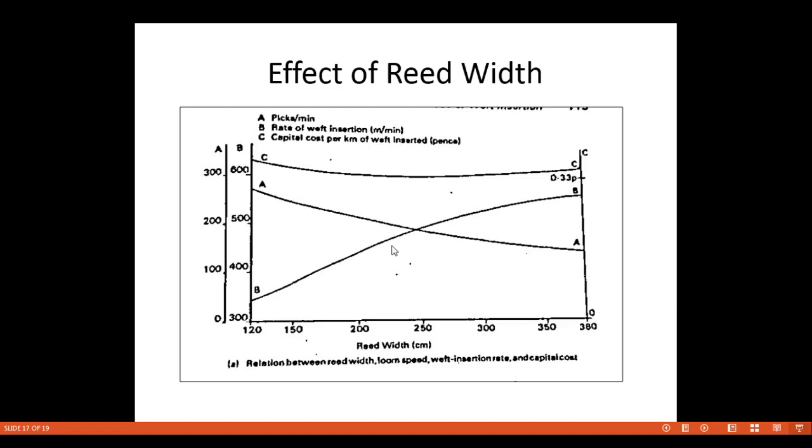So now we know how to calculate the weft insertion rate. Weft insertion rate is equal to width of the fabric into speed of the machine. Once again, write down: weft insertion rate in meters per minute is equal to width of the fabric into RPM of machine. Here we can see the curve. Here the speed, or picks per minute, is falling, and here the weft insertion rate is increasing as the width of fabric or reed width goes on increasing.